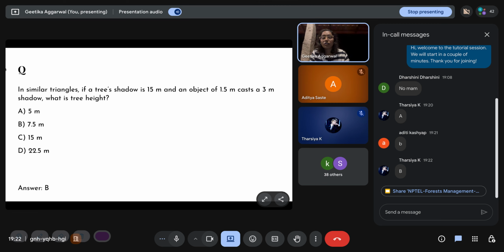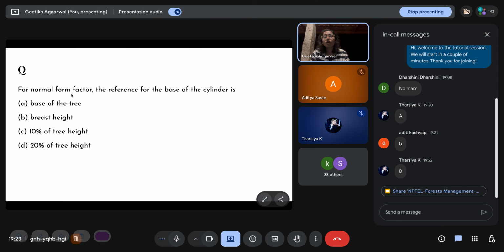Okay. You guys are correct. The answer is 7.5. I can't draw here, but if you have a tree of height h, and this is a 15 meter shadow, and then you have an object of 1.5 with a shadow of 3 meters, so h by 1.5 should be equal to 15 by 3.